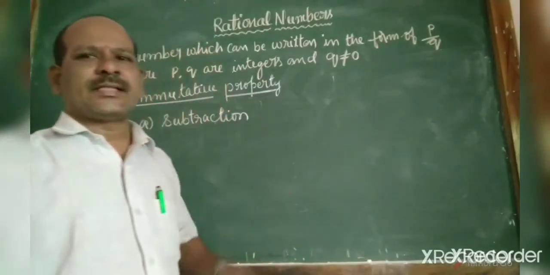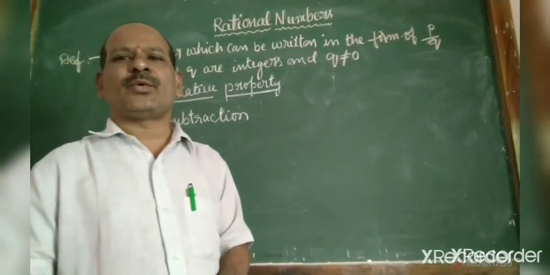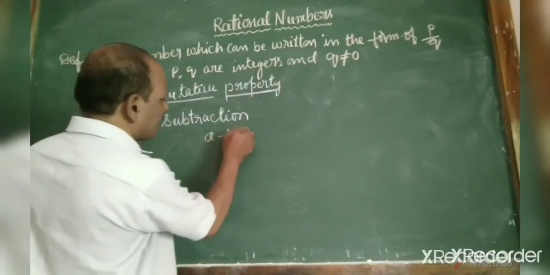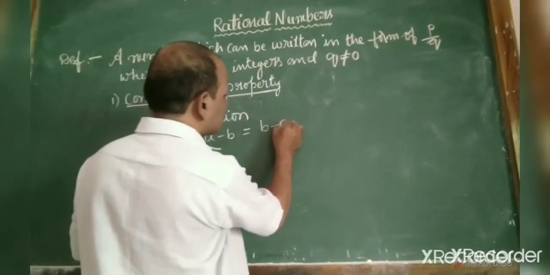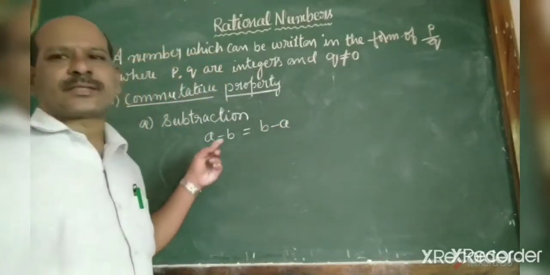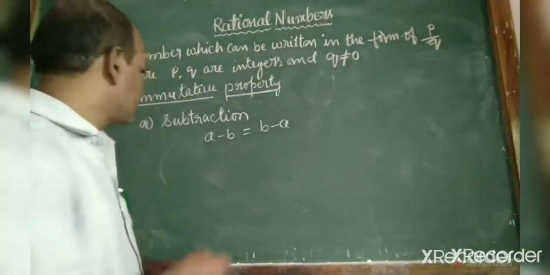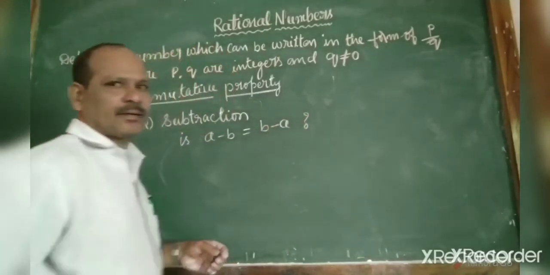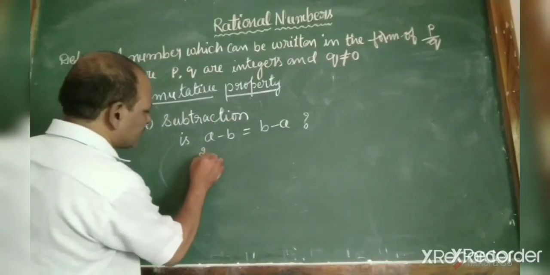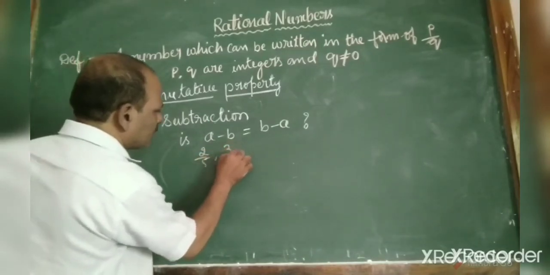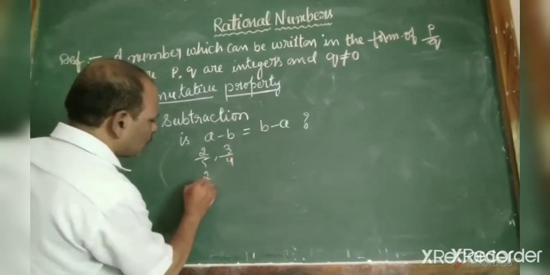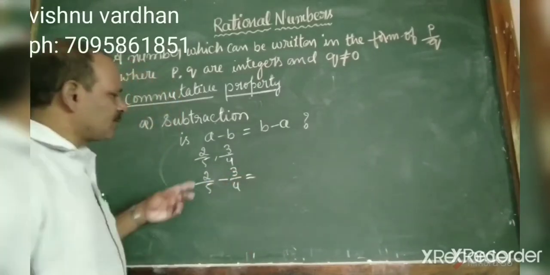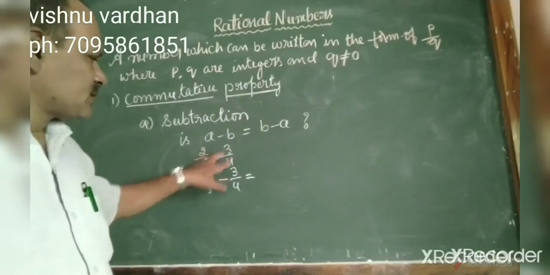Now let us see whether the rational numbers are commutative under subtraction. If A minus B is equal to B minus A, then we can say that rational numbers are commutative under subtraction. Let us see whether this A minus B is equal to B minus A or not. So I am taking two rational numbers, 2 by 5, 3 by 4. First I am doing subtraction. 2 by 5 minus 3 by 4.